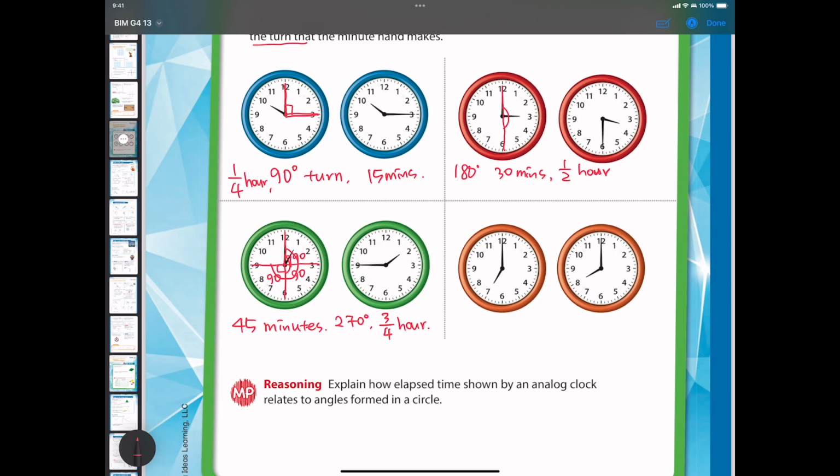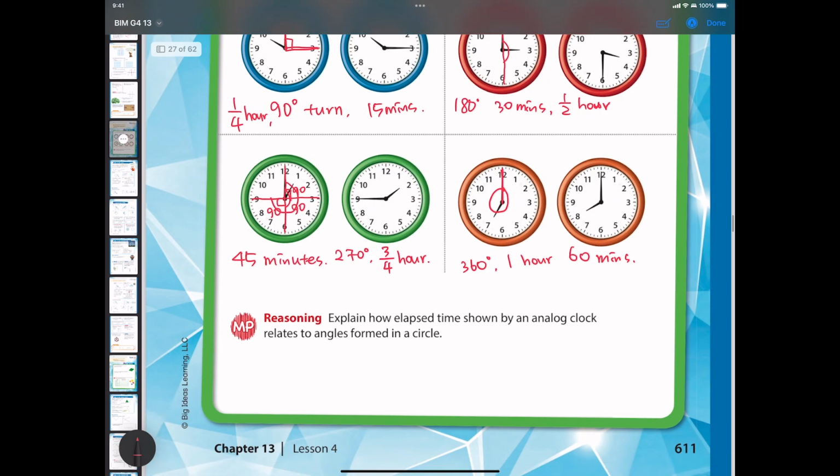Let's take a look. This orange one is from 7 o'clock to 8 o'clock. So this minute hand moved 360 degrees completely, right? The circle. And that's 1 hour. Oh, 60 minutes, yes. Let's say 60 minutes, okay?